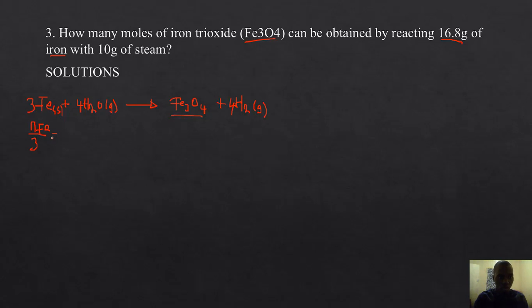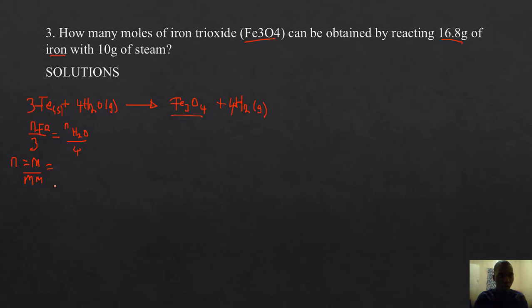This one should be equal to the number of moles of steam, which is this one here. So the number of moles of steam, which is H2O. Steam is simply hot water, divided by the 4 which is in front here. Now remember, the number of moles is given by the formula mass over molar mass. So here we just substitute.